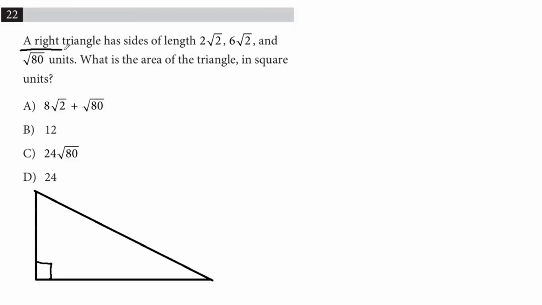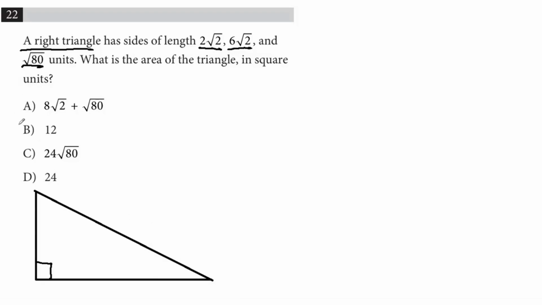Now, that part, done. But then we have the three lengths, the three sides: 2 times the square root of 2, 6 times the square root of 2, and square root of 80 units. Now, when you have a right triangle like this, one side's going to be the shortest in length, one side will be the second longest, and then the hypotenuse here, which is always the longest side. Between 2 times the square root of 2, 6 times the square root of 2, and square root of 80, I've got to figure out which one of those is the hypotenuse, which one's the longest.